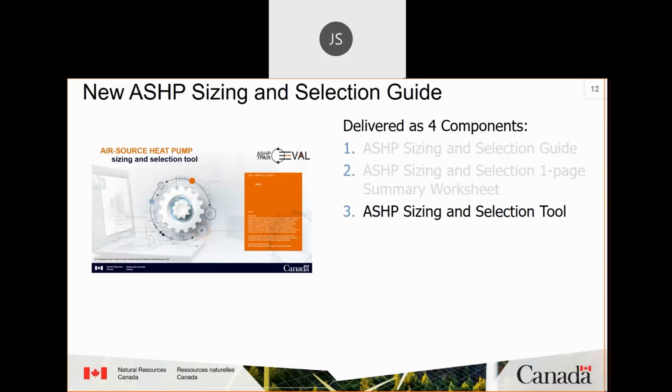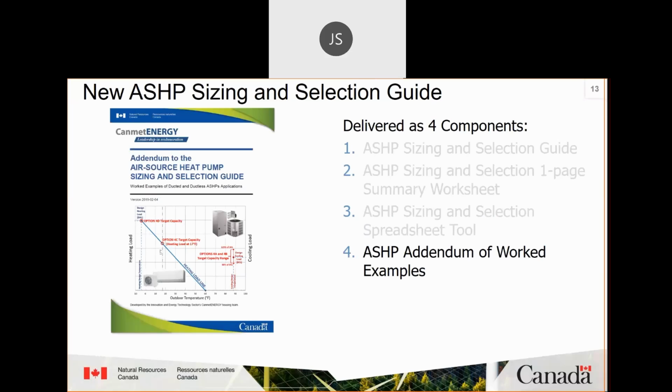There's also this sizing and selection tool, which is an Excel-based tool that follows the same procedure as the guide and just automates some of the calculations that are done by hand in the guide and provides some additional charting functionalities as well as high-level cost, GHG, and energy saving analysis to help you with the decision.